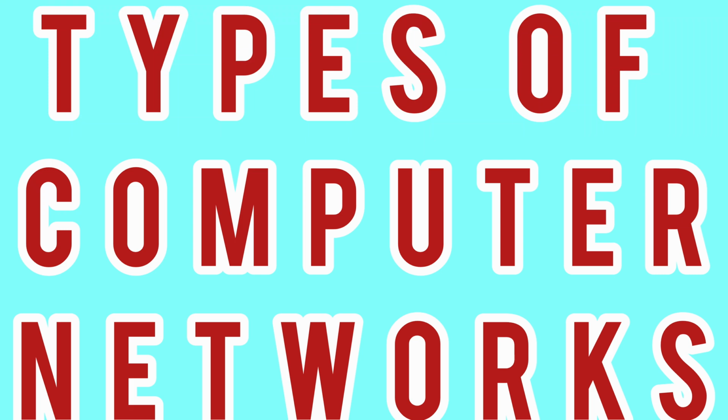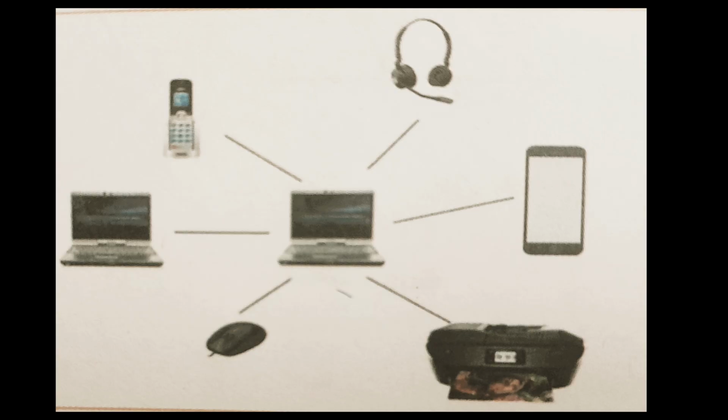This is the last part of computer networking basics. So our today's topic is types of computer network. The first one is personal area network, also called PAN in short form. This is the simplest and most basic network you will come across. It's designed to cover a small area, typically a single room or building.